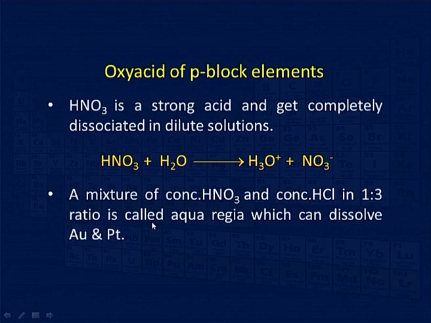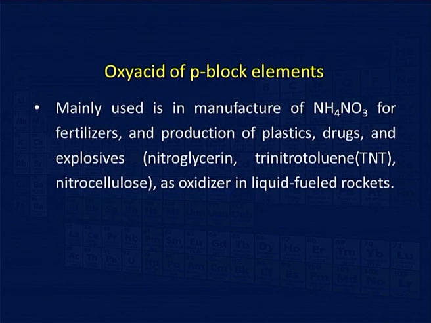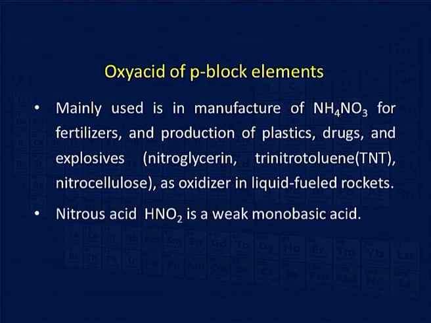3 parts of HCl is constituting aqua regia, which is having the capacity to dissolve the precious metals gold and platinum. Mainly used in manufacture of ammonium nitrate for fertilizer and production of plastic, drugs and explosives. Particularly, it is used for preparation of explosive nitroglycerin, TNT, the trinitrotoluene, nitrocellulose, and it is also used as oxidizer in liquid fueled rockets. The nitrous acid is the next acid of the nitrogen.